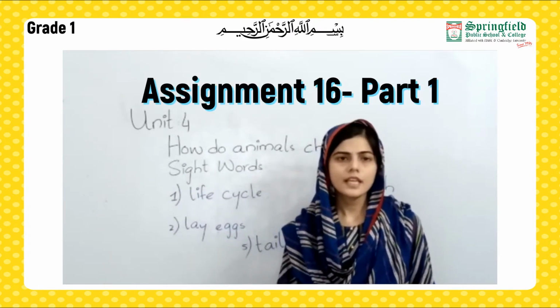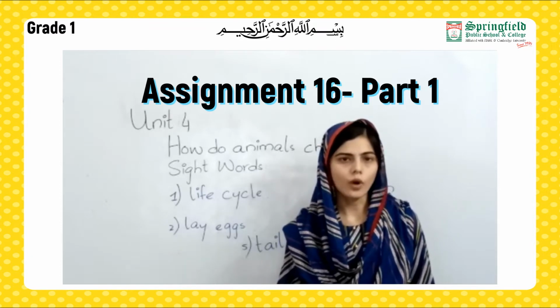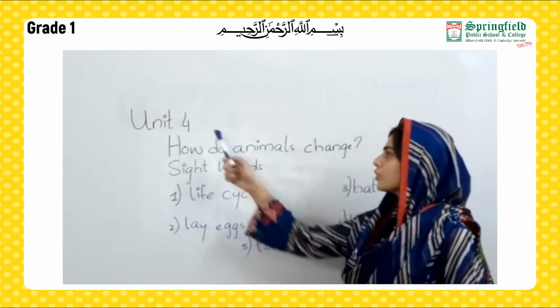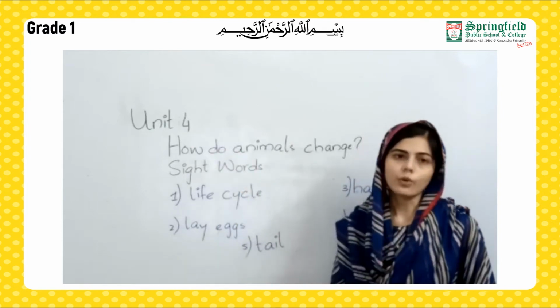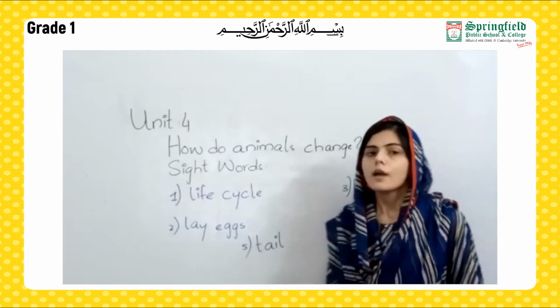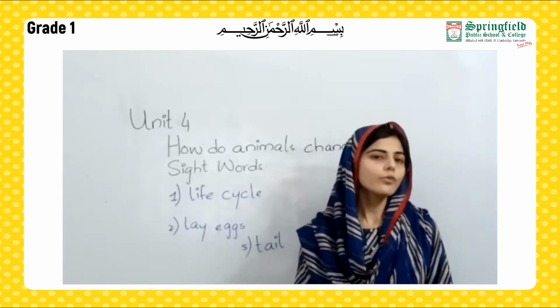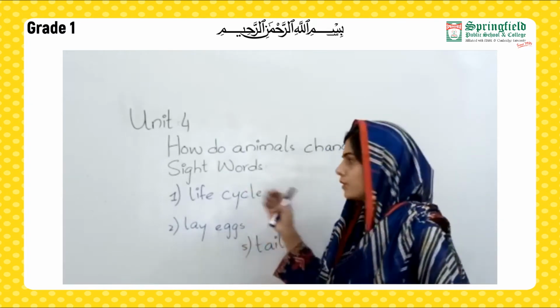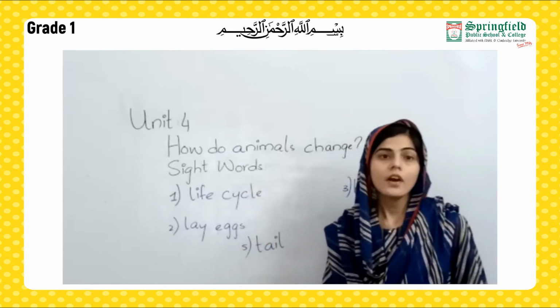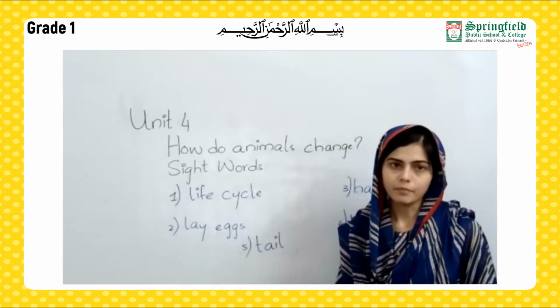This video lesson is for assignment 16, grade 1. So students, now moving towards our unit 4 of Oxford Discover Writing and Spelling book, How Do Animals Change? Before we move towards the reading of our text, let's have a look at our sight words. Now what you have to do is to listen to me very carefully and repeat the words after me.